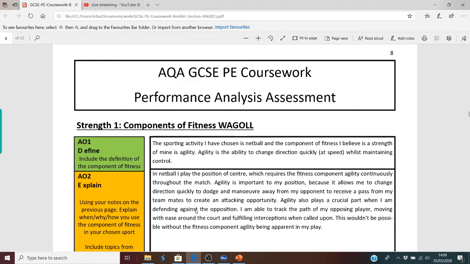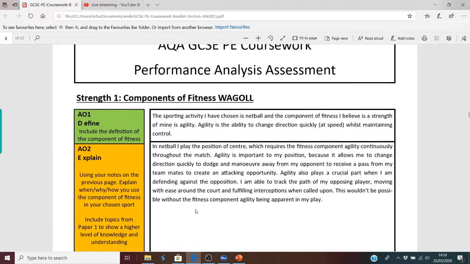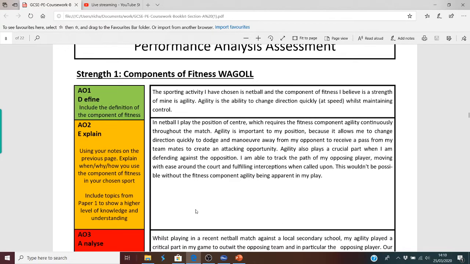We then need to go through some AO2 things where you're going to begin to explain why that is a strength of yours, using the notes that you've created in the previous work, in the video that I did on Monday. So in netball, I play in a position of centre, which requires the fitness component of agility continuous through the match. Agility is important to my position because it allows me to change direction, to dodge and manoeuvre away from my opponent, to receive a pass from my teammates to create an attacking opportunity.